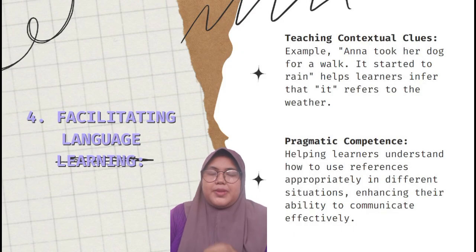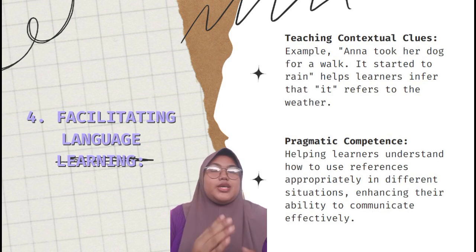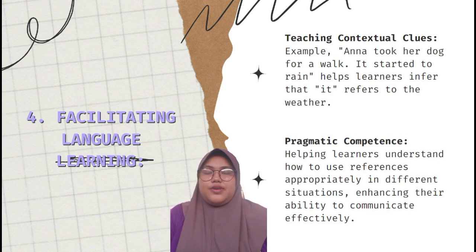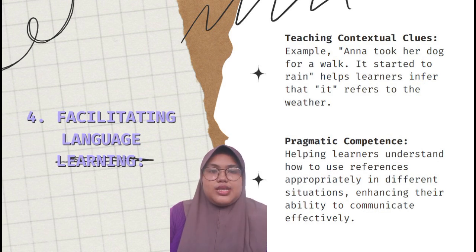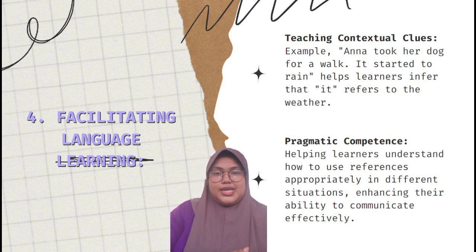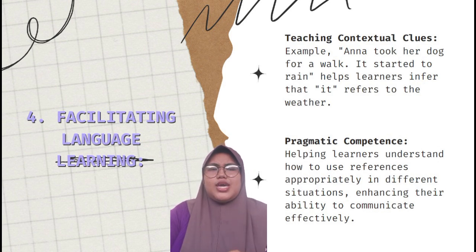Number four of application in spoken form is facilitating language learning, teaching contextual clues, educating learners to use context to infer meaning. For example, Anna took her dog for a walk. It started to rain. Help learners infer that it refers to the weather. Next is pragmatic competence, helping learners understand how to use references appropriately in different situations, enhancing their ability to communicate effectively.